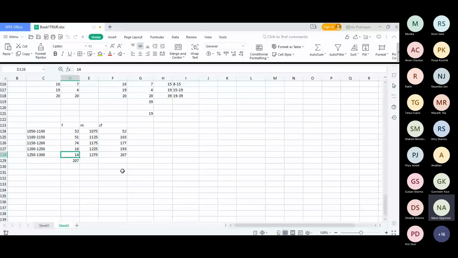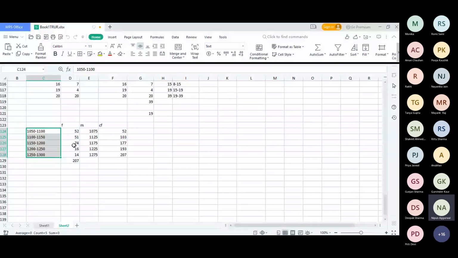Yesterday we discussed how to calculate the mean and the median for grouped discrete data. Today we will calculate the mean for continuous grouped data, continuing from the last class. This is continuous data where both conditions are met: the class interval is 50, the classes are all of equal size, and they are inclusive in nature: 1100, 1100, 1150, 1150 and so on. Both conditions are satisfied, so we can proceed with the further solution.